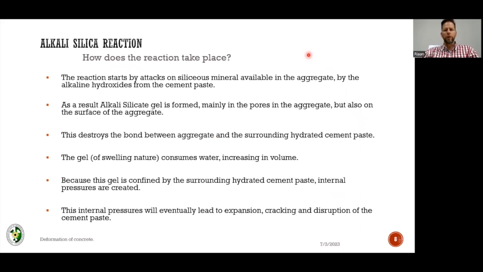So the reaction starts by attacks on siliceous minerals available in the aggregate. And the reaction is with the alkaline hydroxides from the cement paste. As a result, there's a whitish gel formed on the surface of the aggregate. So it completely envelops the aggregate. This is a process that doesn't happen inside the aggregate. It happens on the surface of the aggregate and in the pores of the aggregate as well. What it then does, it destroys the ITZ, the interfacial transition zone.